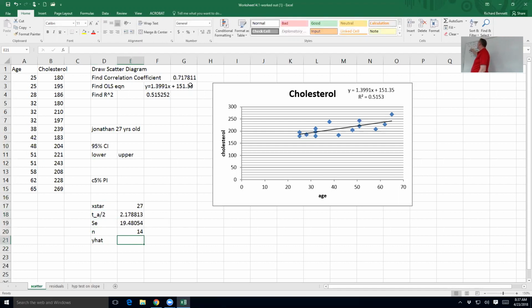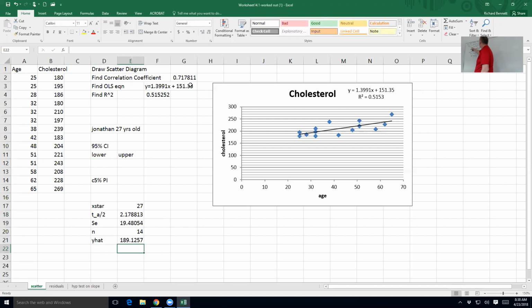Y hat is going to be what we would predict from our equation. So how would I find that? Plugging it into the equation: 1.3991 times 27-year-old Jonathan plus 151.35. So we would predict that a 27-year-old would have a cholesterol level of 189. We're going to use that in there.